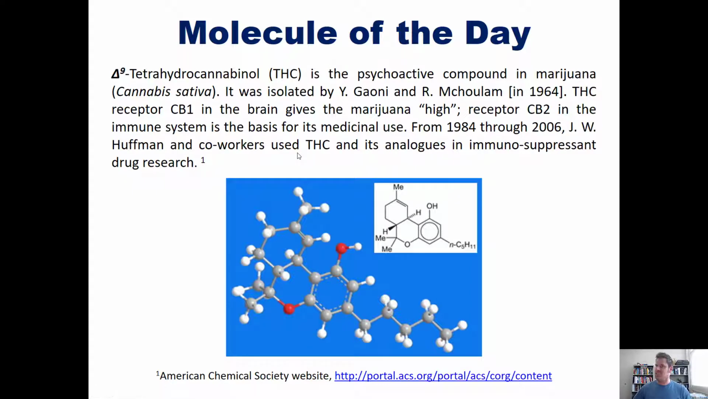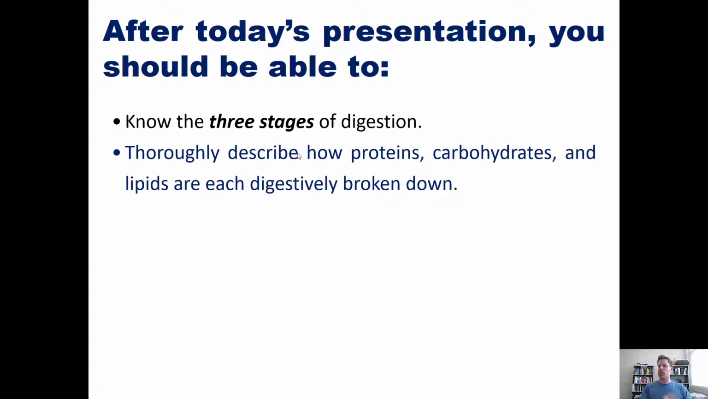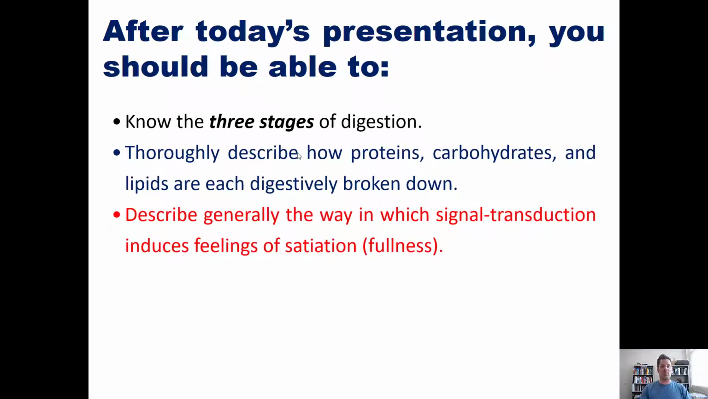Isn't that interesting? Good. With that said, after this chapter, you should be able to do the following. First, know the 3 stages of digestion. Second, thoroughly describe how proteins, carbohydrates, and lipids are each digestively broken down. And third, describe generally the way in which signal transduction induces feelings of satiation or fullness, also called satiety. Lot to get to, so let's get started.